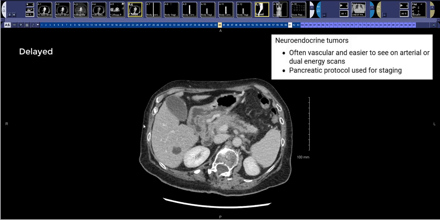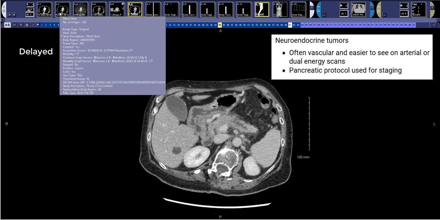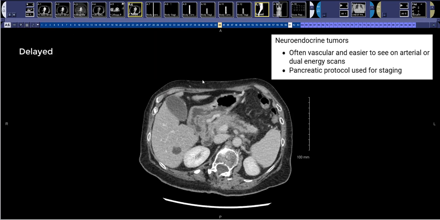Many neuroendocrine tumors are very vascular, so they're easiest to see on these first two phases, the arterial phase or perhaps the 50 keV dual energy CT scan, where iodine really pops out, because the enhancement of those vascular tumors makes them much easier to see on those early arterial phase scans.